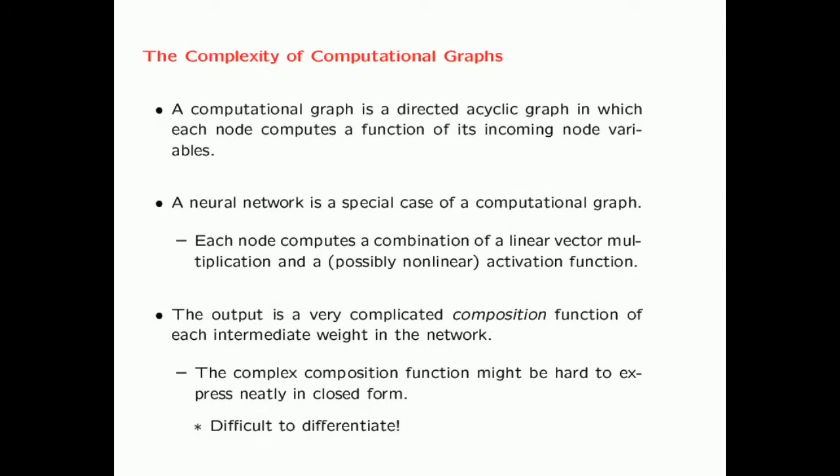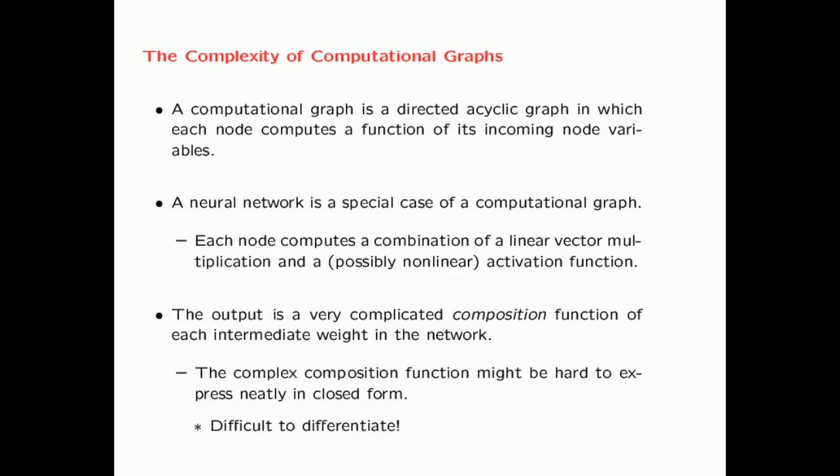The multilayer architectures are essentially expressed as computational graphs. What is a computational graph? A computational graph is a directed acyclic graph in which each node computes a function of its incoming node variables. So there's a variable in each node. The graph is a directed acyclic graph where the edges tell you the direction of the computations and each node computes a function of its incoming nodes. A neural network is a special case of a computational graph.